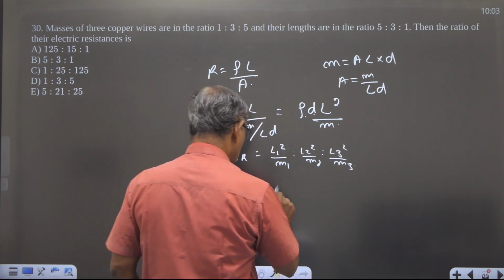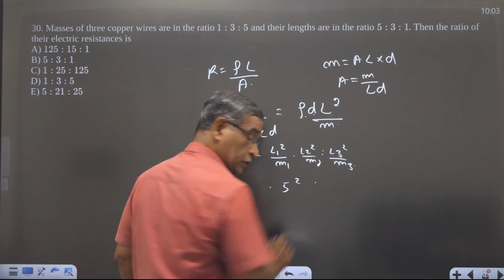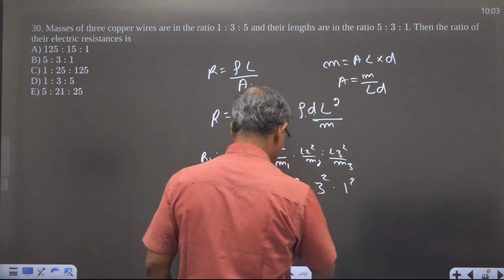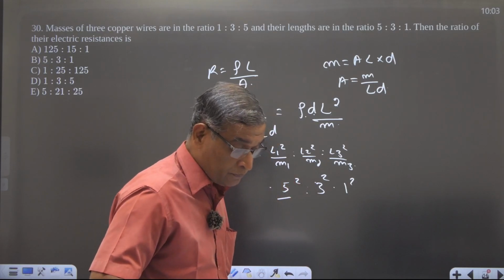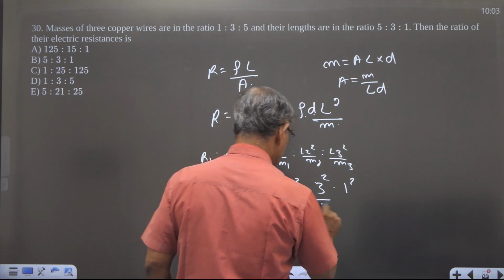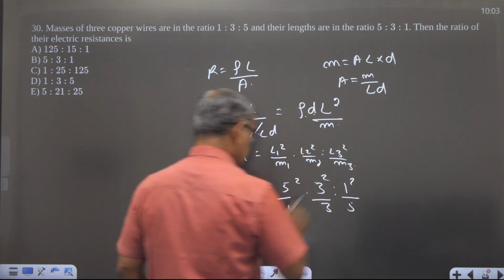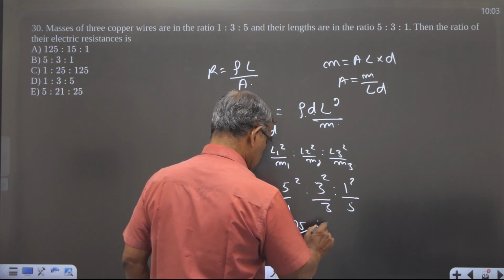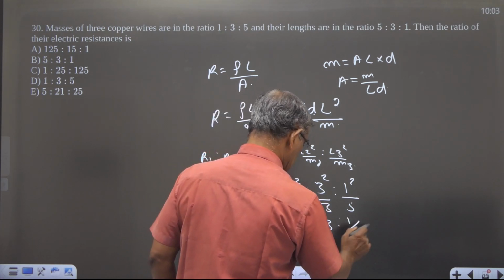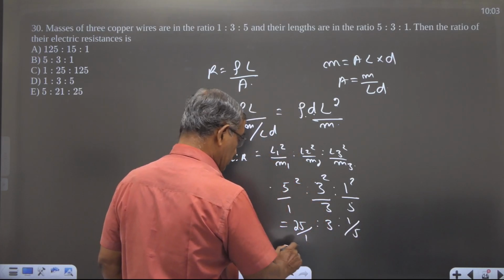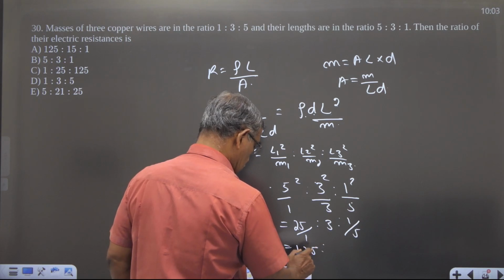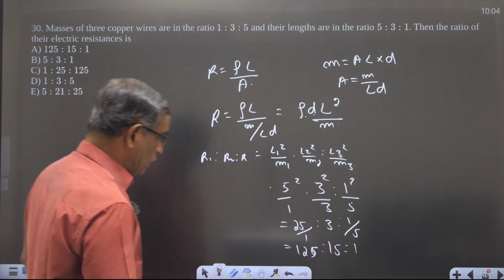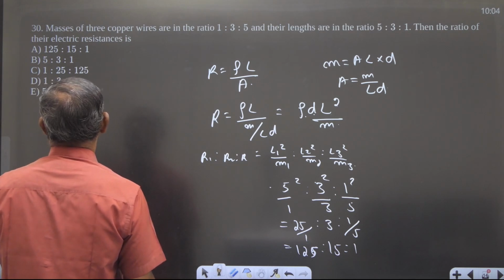This is equal to 5 squared, 3 squared, 1 squared, divided by the corresponding masses 1, 3, 5. So this is our ratio. Equal to 25 by 1, 9 by 3, 1 by 5. Take 5 as LCM: 125, 15, 1. So 125 is to 15 is to 1. So option C.